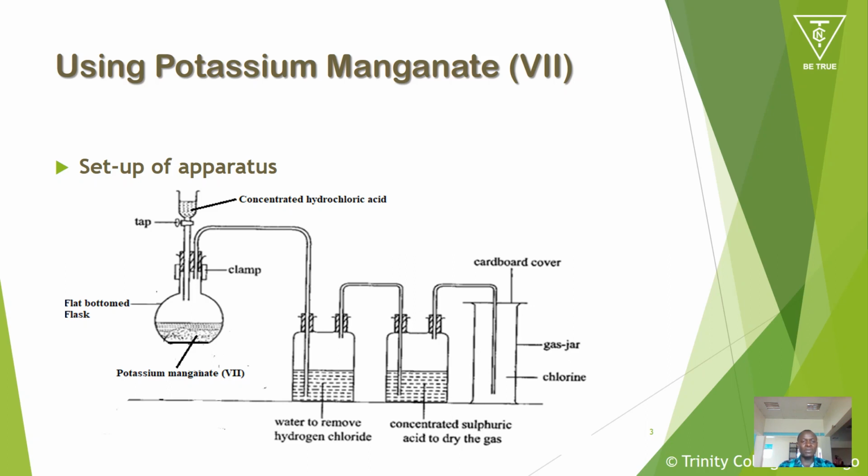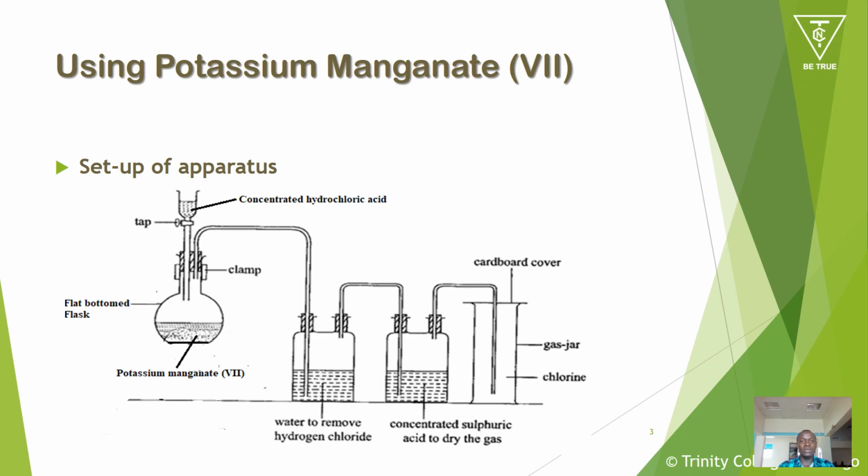Concentrated hydrochloric acid from a tap funnel, someone else may call it the dropping funnel, is added to potassium manganate 7 in a flat bottomed flask by opening the tap. The next thing is that the reaction is going to take place, but the reaction takes place at room temperature. So I'm going to say the reaction takes place without heating or at room temperature, producing a greenish yellow gas, which is chlorine gas. And then after producing chlorine gas, the gas is passed through water.